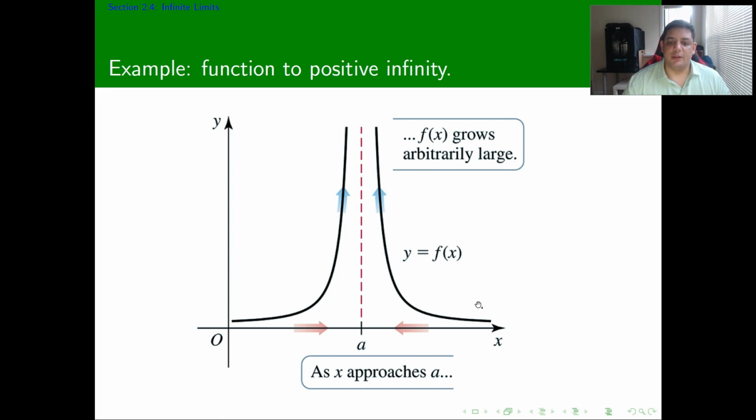Now, another example of this. So, for example, when x is approaching a in this case, f of x is growing arbitrarily large. You can see that the values are getting bigger and bigger on the right side and on the left side. So, in this case, we can say that this goes to positive infinity.